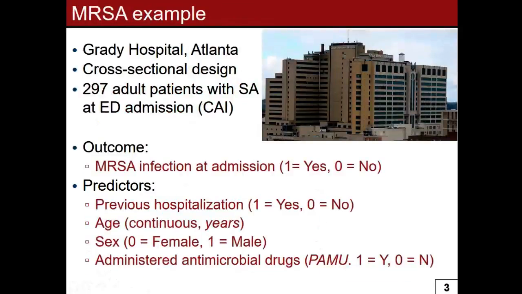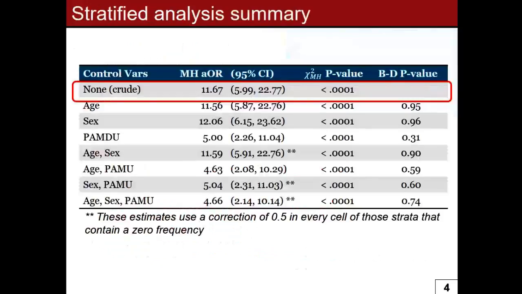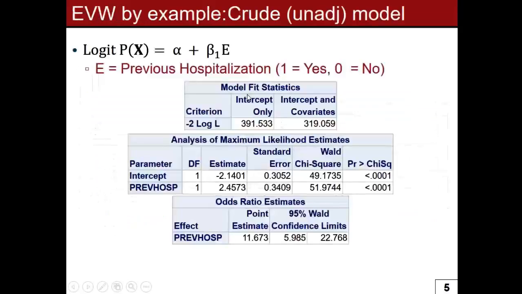So we're going to jump back into this MRSA example. You're probably tired of it. I'm sorry. But it's convenient to keep revisiting and layering on more stuff on the same example. So here, this is just the stratified analysis from before. Here is a really simple model. This is the crude model, the unadjusted model.